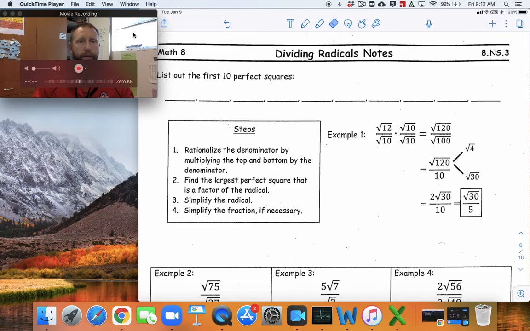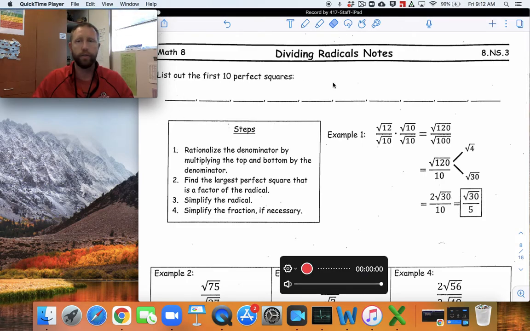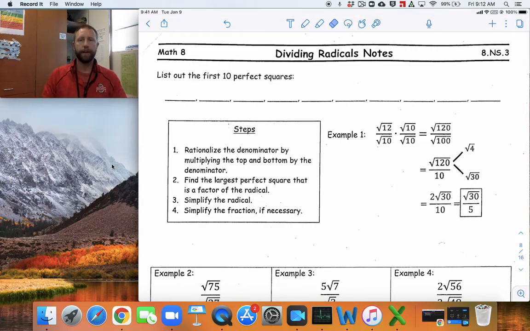All right, guys, we are going to do dividing radicals next. So you've simplified radicals, you've multiplied radicals. Now, the next thing would be to divide. We're going to start out the same way.